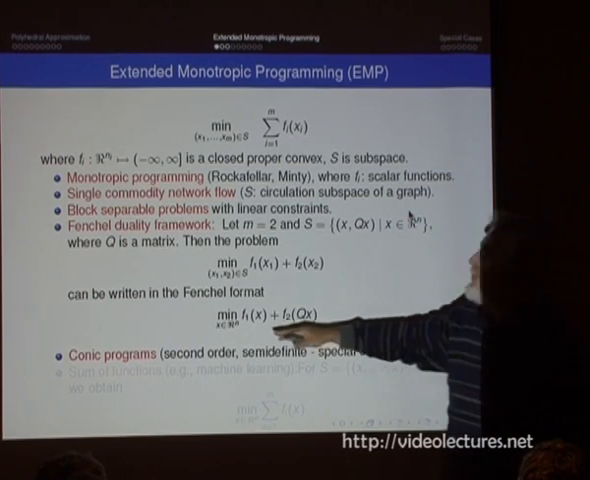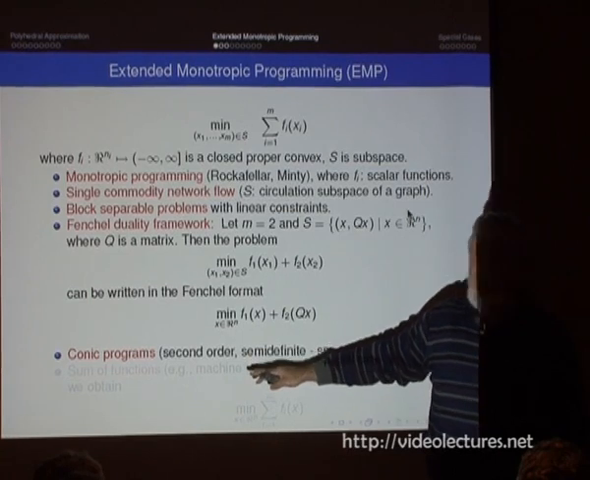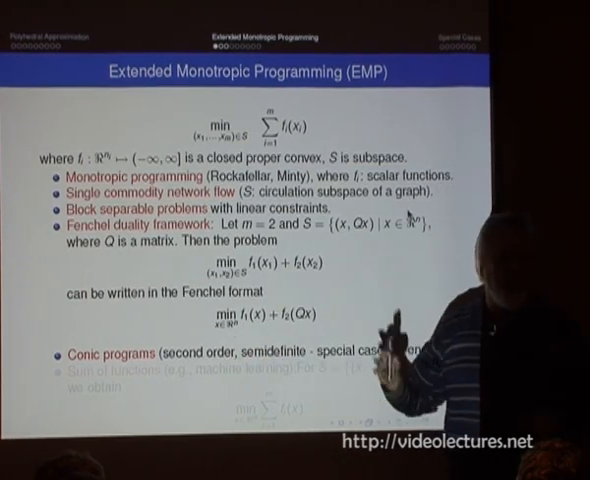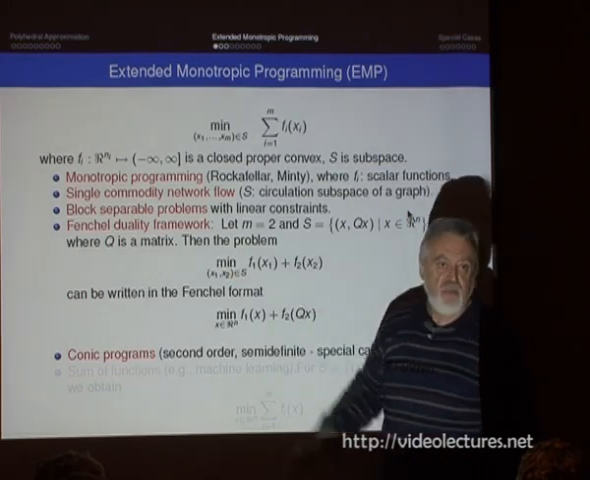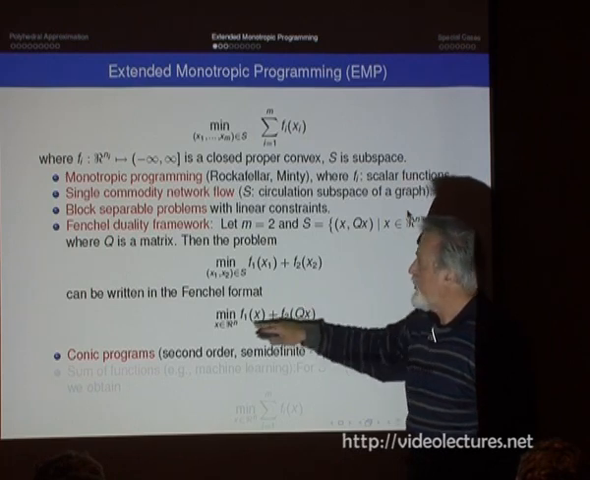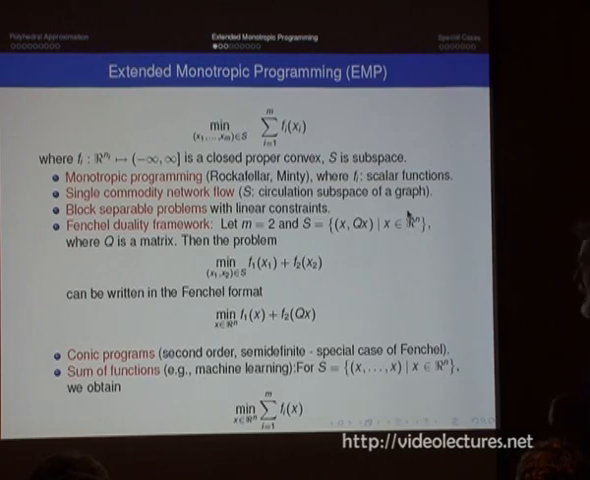Fenchel duality has become very popular these days because of a special case in conic programming. Semidefinite programming, second-order cone programming, all of these are special cases of Fenchel duality where one of these functions is the indicator function of a cone.